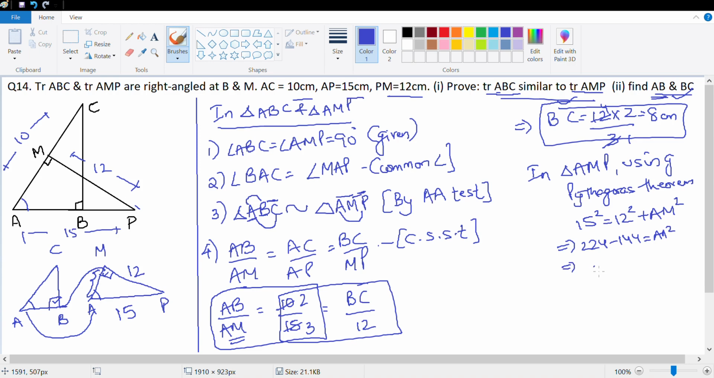This is 225. Why did I write 224? 225, right? 81 is equal to AM square. Therefore, AM is equal to 9 centimeter.